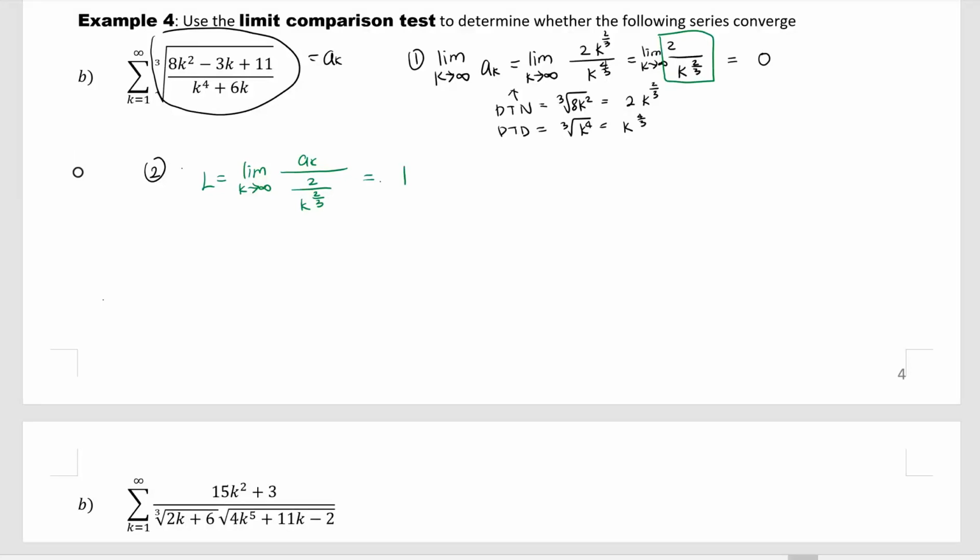So that's why we know the limit is 1, okay? Because the limit is 1, they either both converge or both diverge. And then by the p test, our series, k from 1 to infinity, 2 over k to the 2/3, so p is 2/3. 2/3 is less than 1, so we know this actually diverges. Then by the limit comparison test, our series also diverges. Okay, and that's it for part B.